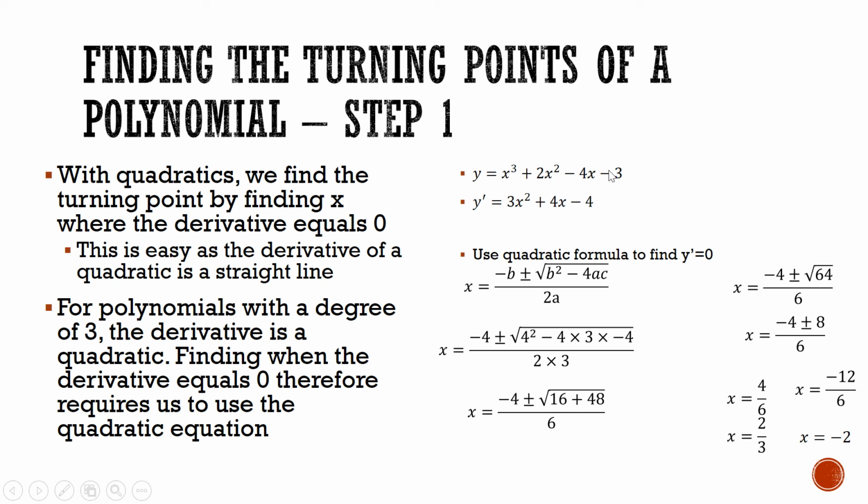So to find the turning point, we find when the derivative equals 0. So we have to find out when this y dash equals 0. To do that, we need to use the quadratic formula. And you know how to use the quadratic formula, and we end up with x equals 2/3 and x equals -2. So at these 2 points, the slope is 0.